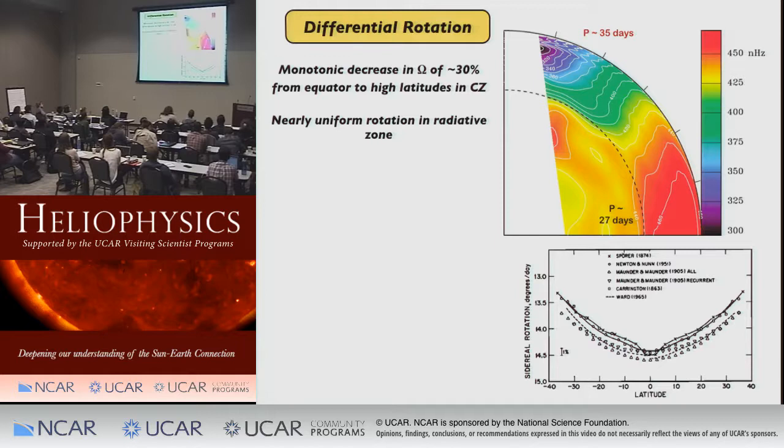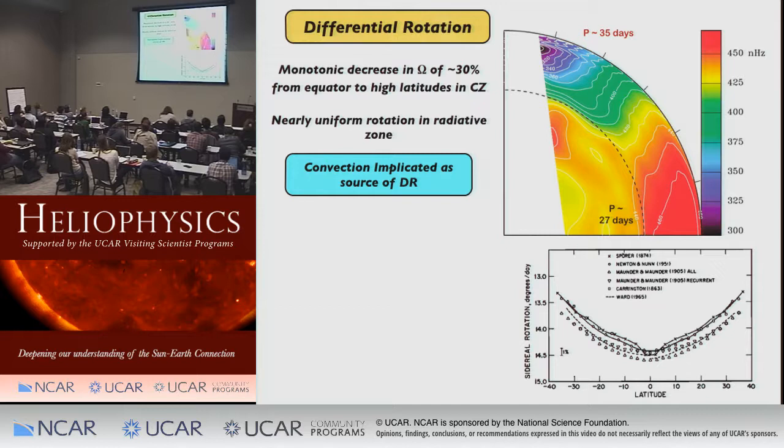So that's interesting. The second thing to notice is there's a nearly uniform rotation in the radiative zone. So that implies that convection is implicated as the source of the differential rotation. The convection zone is rotating differentially, equator faster than the pole, but the stable interior is not, really. So that is pretty good evidence that convection is responsible for the existence of this differential rotation. And we infer the base of the convection zone both from structure models and from helioseismic inversions. That's one thing you can tell from the inversions, what the stratification is.